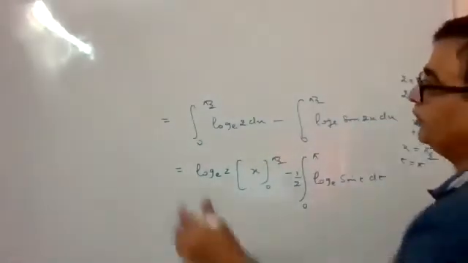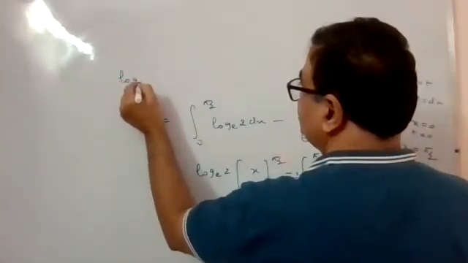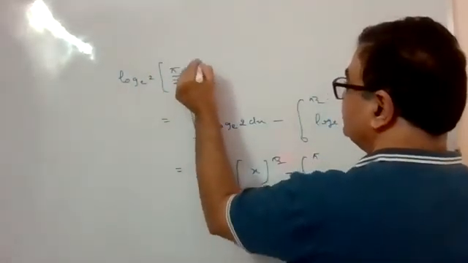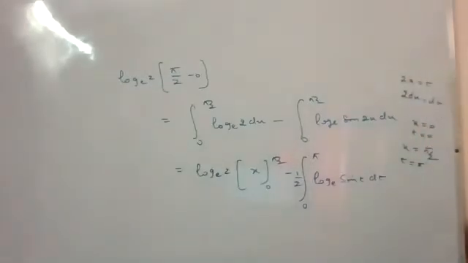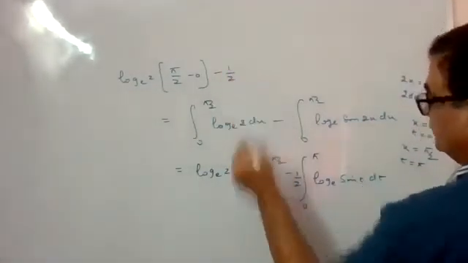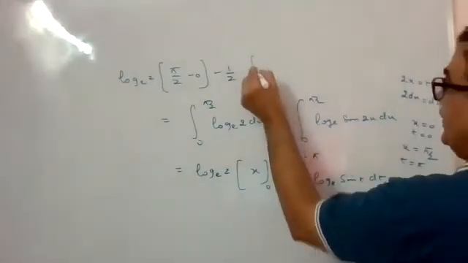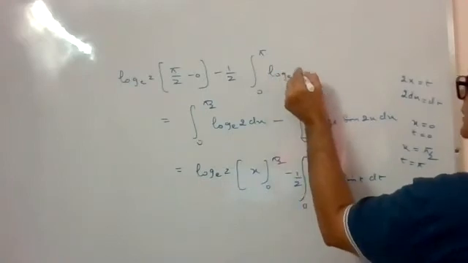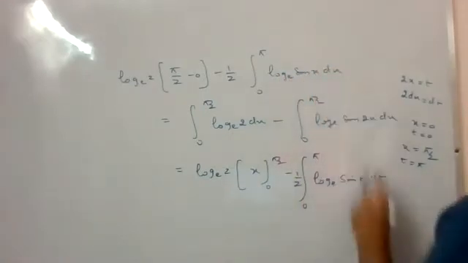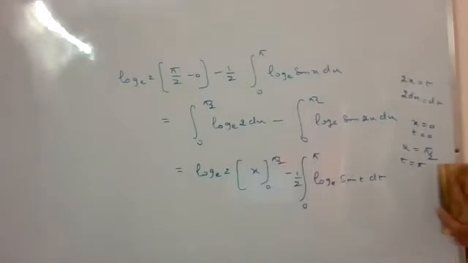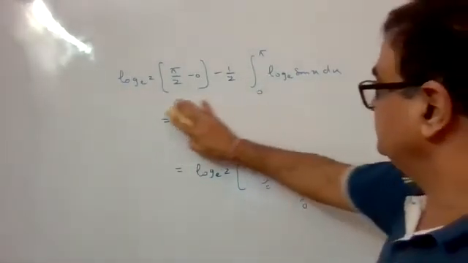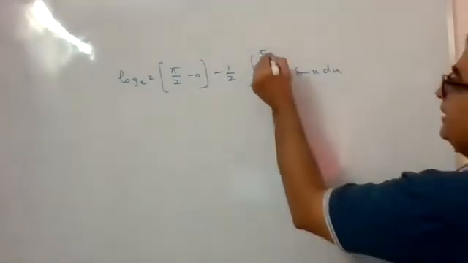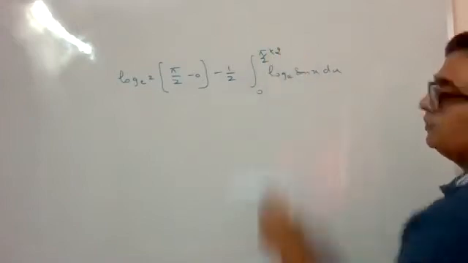Now when you integrate, it will come out to be log of 2. This will be pi by 2 minus 0. Then here it is minus half. This t can change to x, that is not a problem. So 0 to pi log sine x dx. After this, what I do here, this I can write pi by 2 into 2.